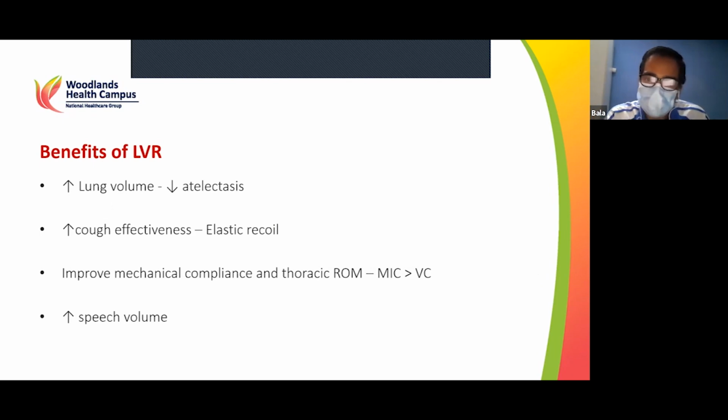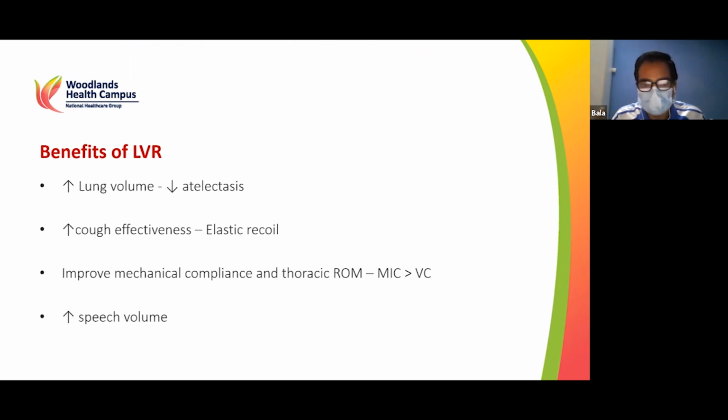So directly, there are benefits. If you increase your lung volume, your atelectasis is going to be reduced. Because in NMD patients, we all know respiratory muscle weakness is there. So the peripheral airways are going to collapse. There's going to be atelectasis, which can be overcome with LVR. So this is the mechanism of how it helps cough. If you expand your lung bigger, because the natural mechanism is elastic recoil, if you expand more, it recoils better. So that recoil helps to clear secretions. That's how the cough is enhanced with LVR.